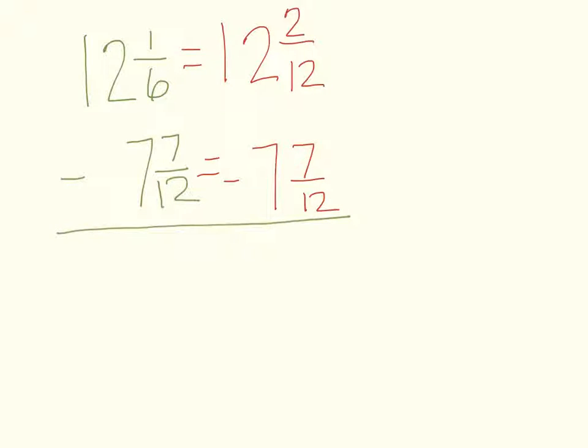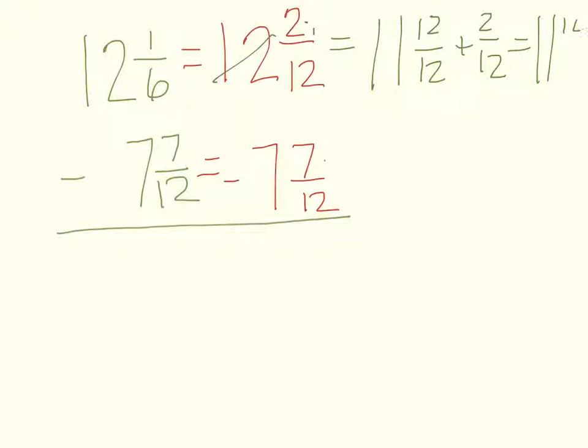And if you're looking, you can't take 7 from 2. It's not going to happen. So what I've got to do is borrow. So when I borrow, this is what it's going to look like. I'm going to borrow from the 12. It becomes 11 and 12 twelfths. But don't forget that 2 twelfths, so you've got to add that back. And I get 11 and 14 twelfths.